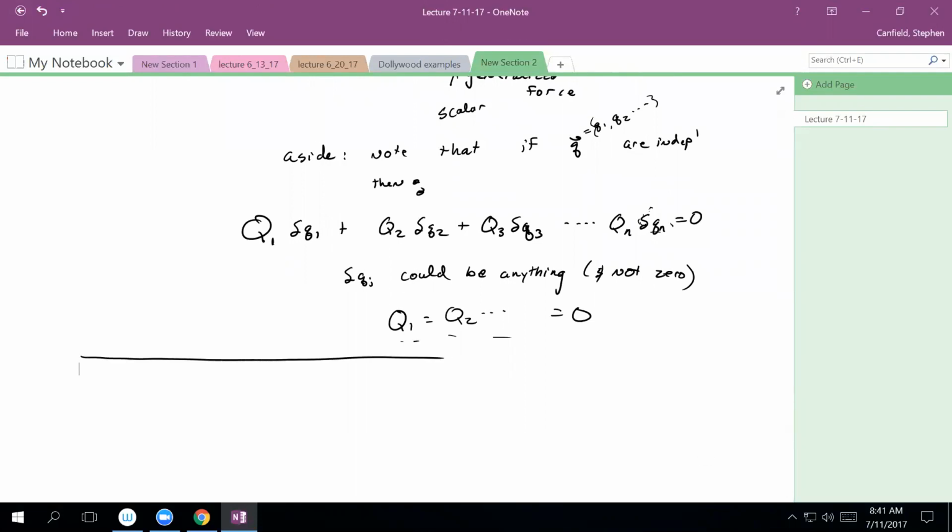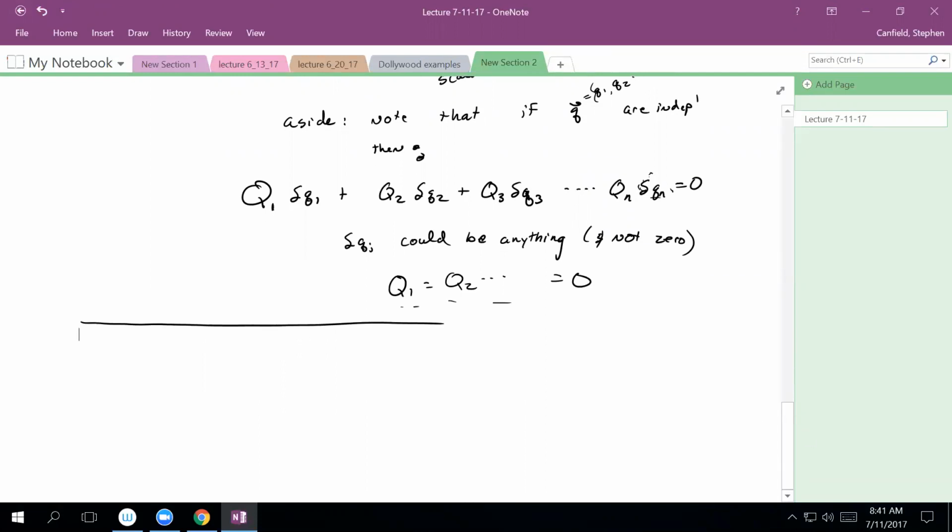Please type in the chat real quick if you need me to slow down or repeat something. I'm trying to watch the chat here. Let's do a little example. By the way, all of this was on those little segments of notes, probably a little more focused. This example is not. So this example is new information.